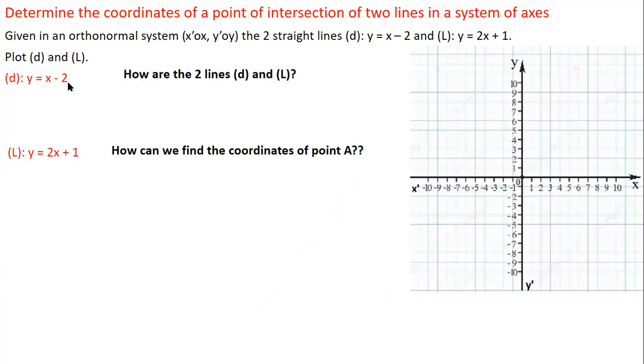To do this, I have given you, in an orthonormal system x'x, y'y, the two straight lines D, which is y equals x minus 2, and L, y equals 2x plus 1. So we are given two straight lines D and L. The first question is to plot lines D and L. So this is line D.